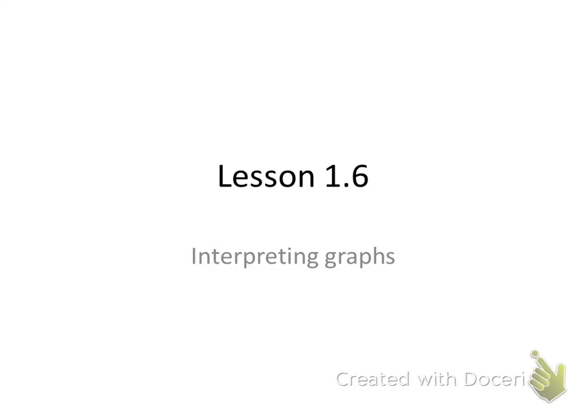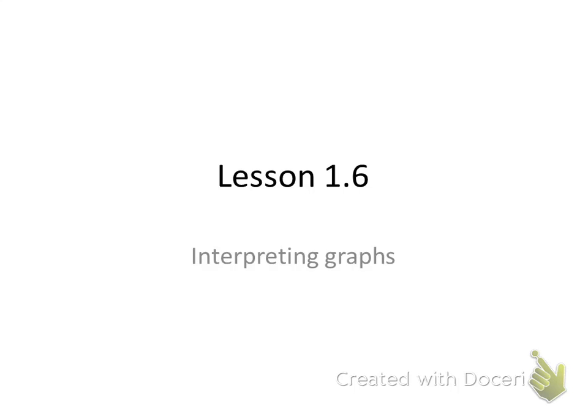Lesson 1.6, we are learning how to interpret graphs, or read a graph. There are two types of graphs that we're going to be dealing with today. We've got a bar graph, that organizes our data into bars that we can see, or a table. A table would have our data listed in a couple of different categories, and it organizes the data nice and neatly.